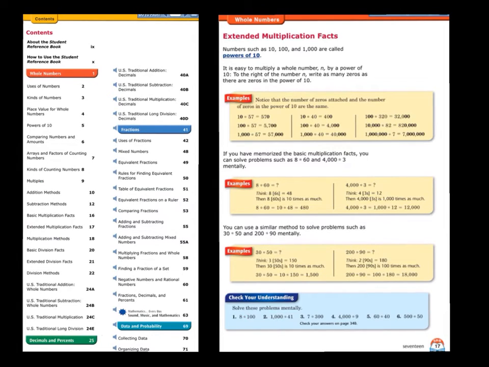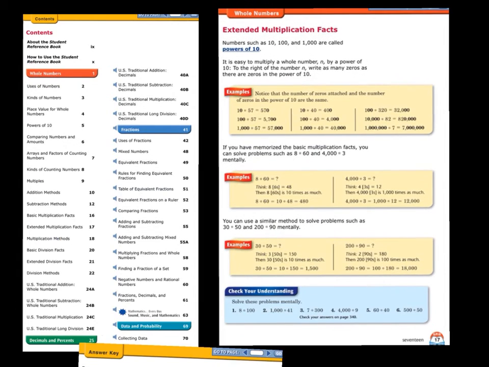You might have also noticed that the top of the page has the same header as the section that we found it in and the same color. That's to help you locate the information more easily.